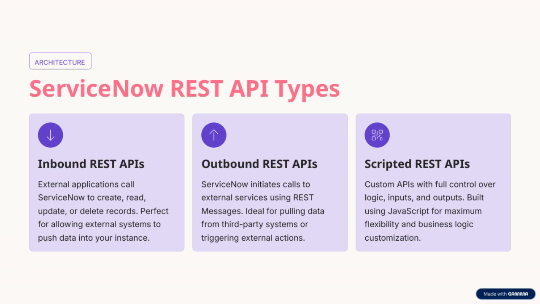Finally, inbound REST APIs. These are used when external systems want to access or modify data within ServiceNow. They call your APIs to perform operations, making your ServiceNow instance accessible and integrable with other applications. All these API types form the core of your integration architecture, giving you flexible, secure, and scalable ways to connect and automate across your environment.